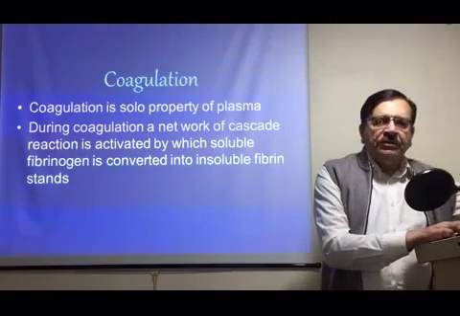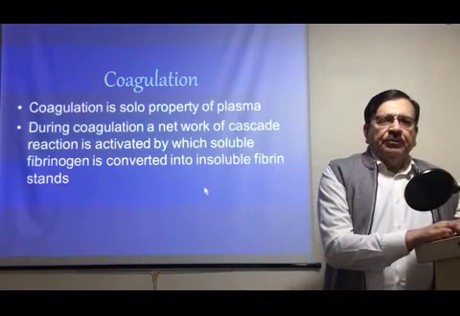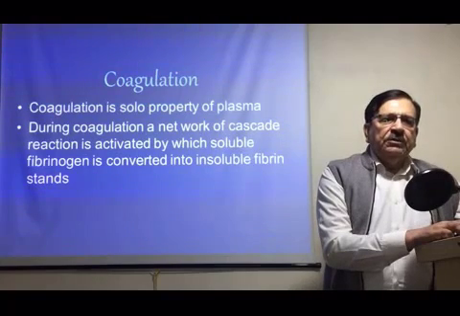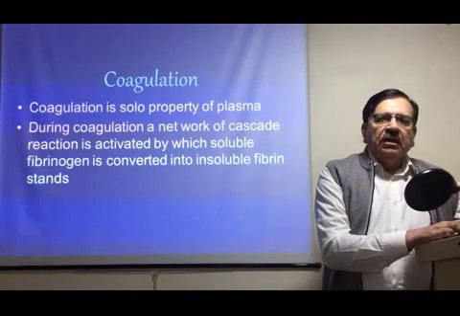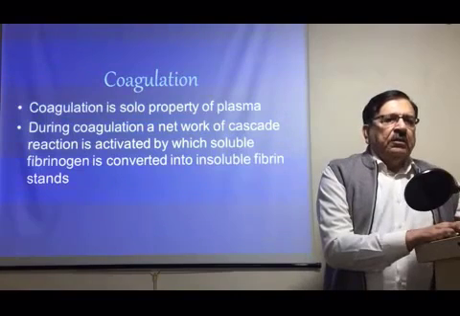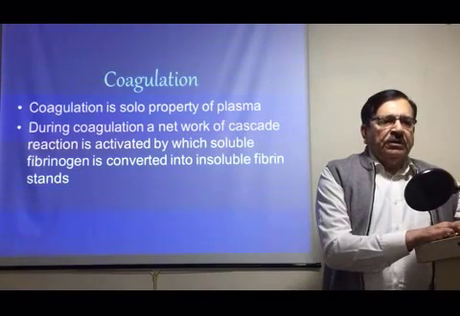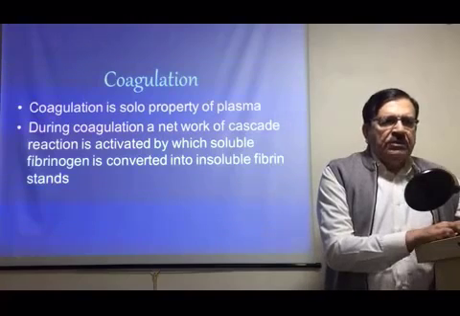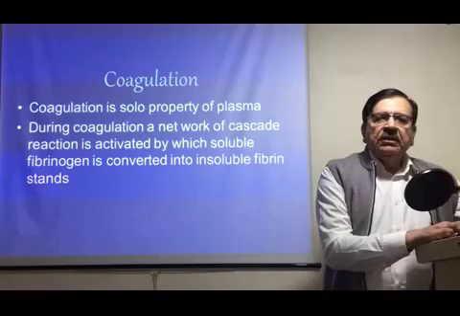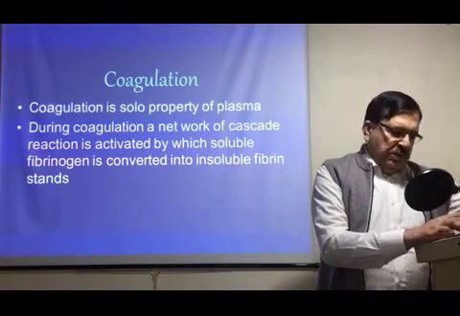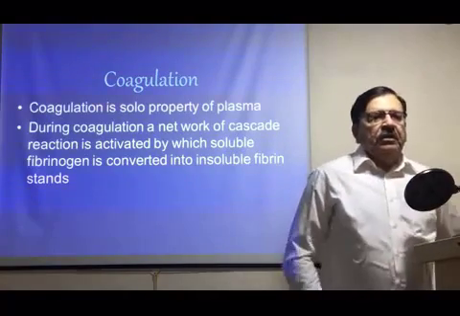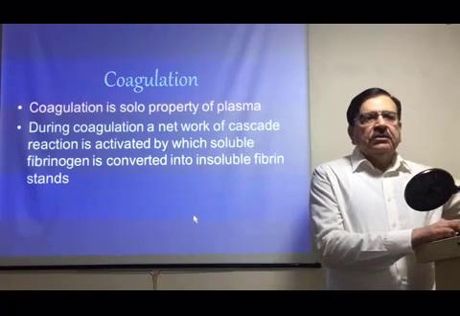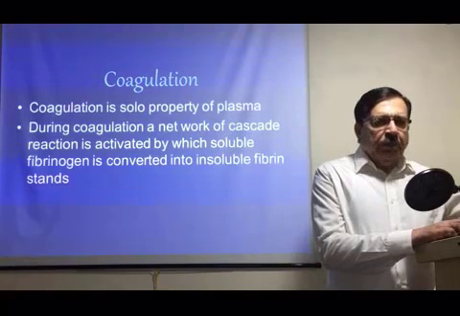Talking about coagulation, coagulation is the sole property of plasma. It means that if we remove all the cells, the RBCs, the WBCs, platelets, plasma has the capability to become a clot. During coagulation, a network of cascade reactions is activated by which soluble fibrinogen is converted into insoluble fibrin strands. It also occurs in sequence, in sequential order, it is not haphazard. When the coagulatory process is activated, this mechanism starts and ends in a sequential order.